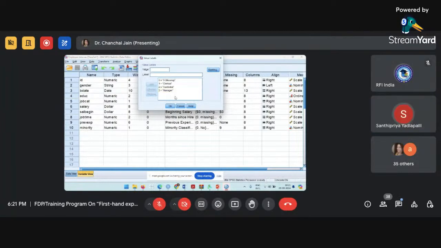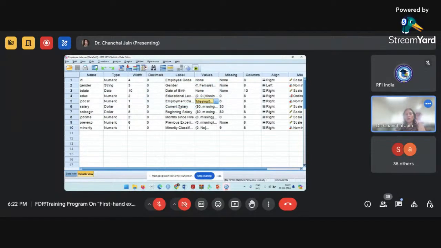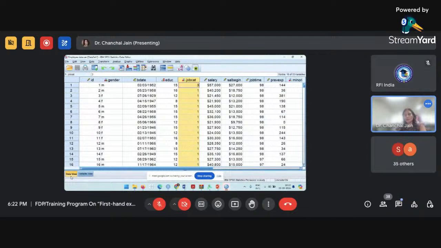Yes, ma'am. So according to the ANOVA assumptions we have seen, we have one categorical variable, that is job category, and in that we have three different groups or categories, right? The second variable we have taken is the current salary. This variable will be your continuous scale variable. So the variable requirement is okay, right? Clear to everyone? May I proceed?